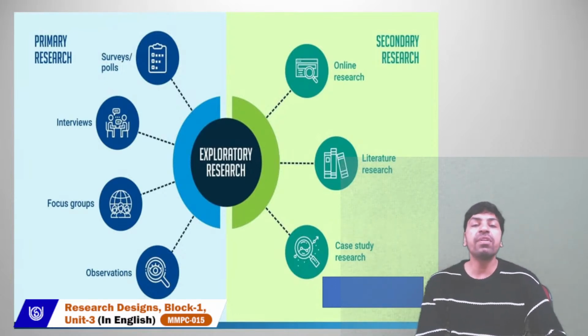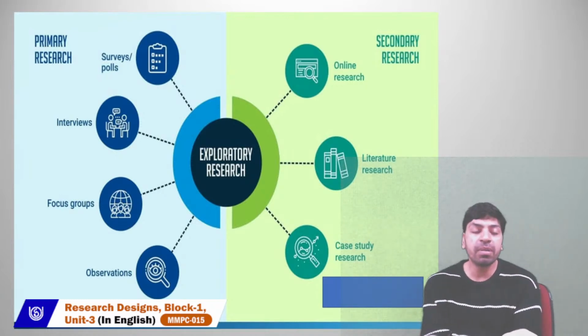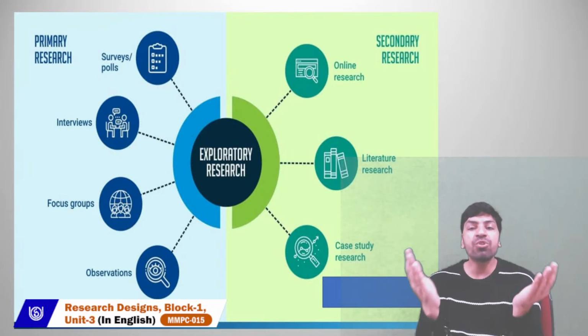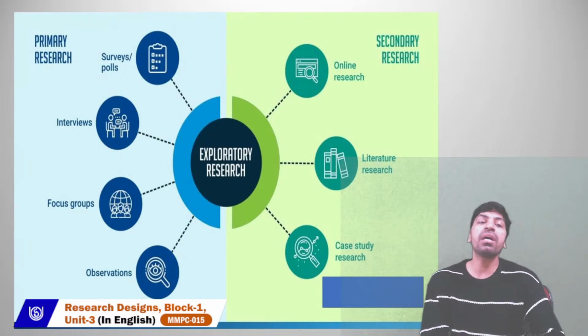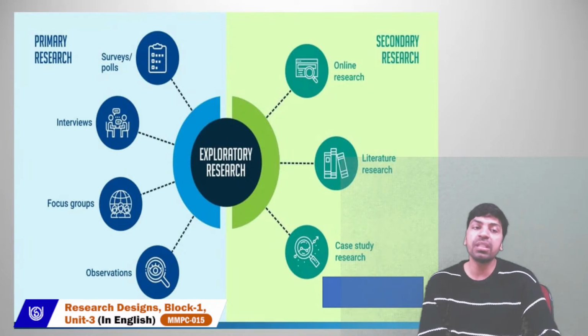A focus group refers to a small group of persons who are having a discussion on a specific topic; that is called a focus group. Observation is when the data and information are collected by the individual; that is called observation.